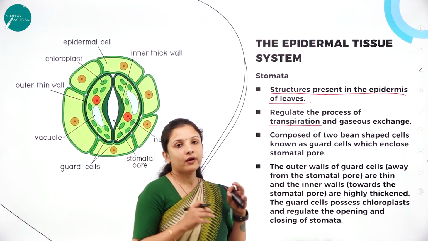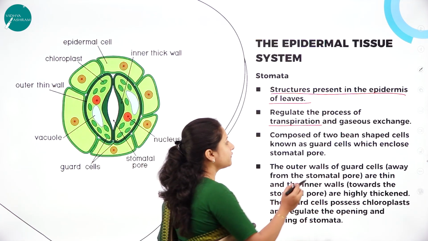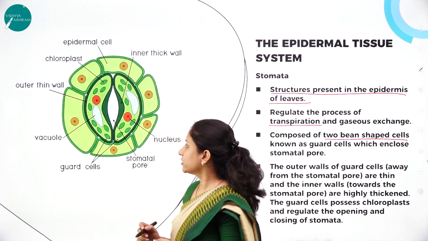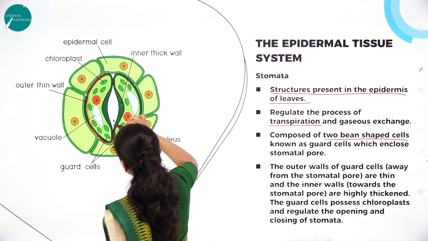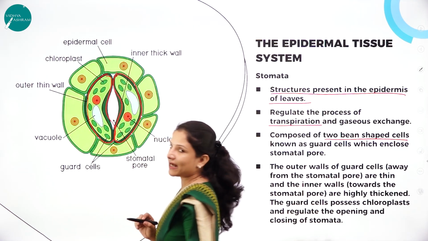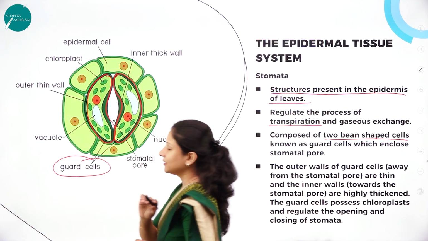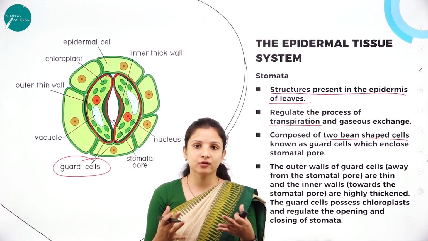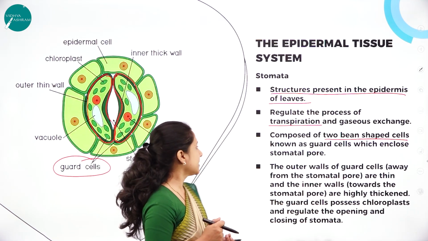And how exactly does the stomata look, what is it made up of? It is made up of two bean-shaped structures, and these bean-shaped structures are called the guard cells. Can you see here? These are the two bean-shaped structures. It looks exactly like a bean seed, right? And they are called the guard cells. So these guard cells are the ones that actually open and close, facilitating transpiration and facilitating exchange of gases.